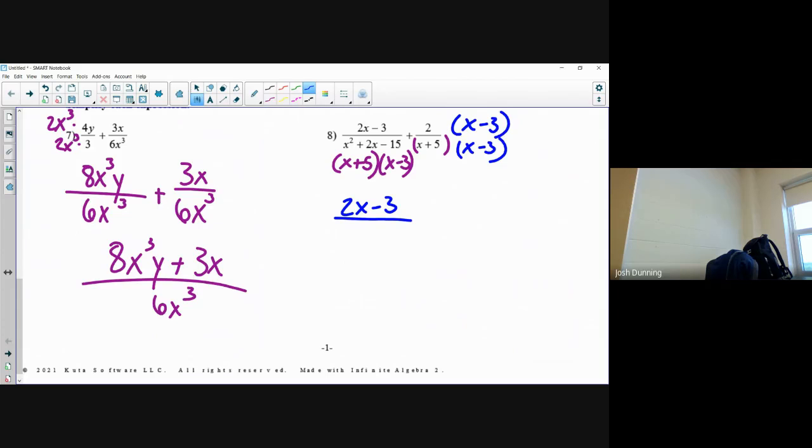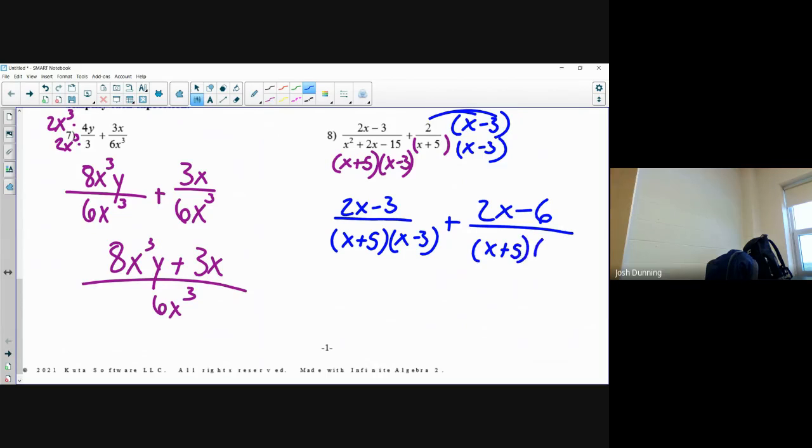Anyway, this is multiple choice. I'll just write it down as factors still. Distribute that too. Hey, I can actually combine some terms here. 2x plus 2x is 4x. I'll put them together into one fraction. Negative 3 plus negative 6, negative 9.